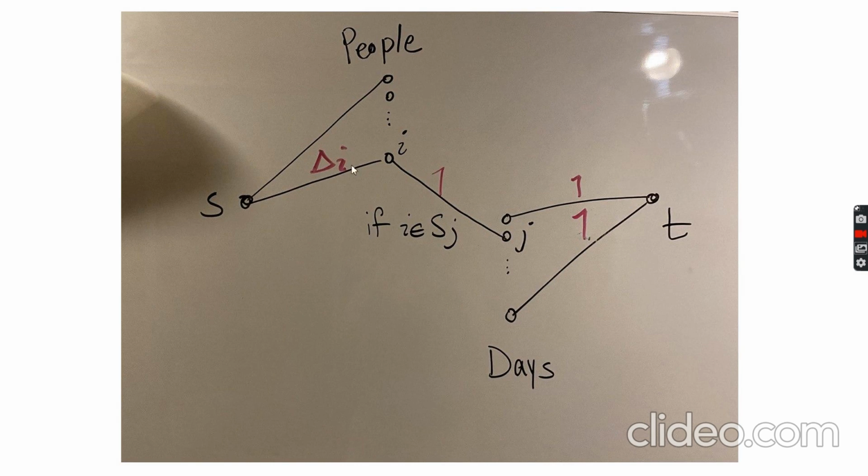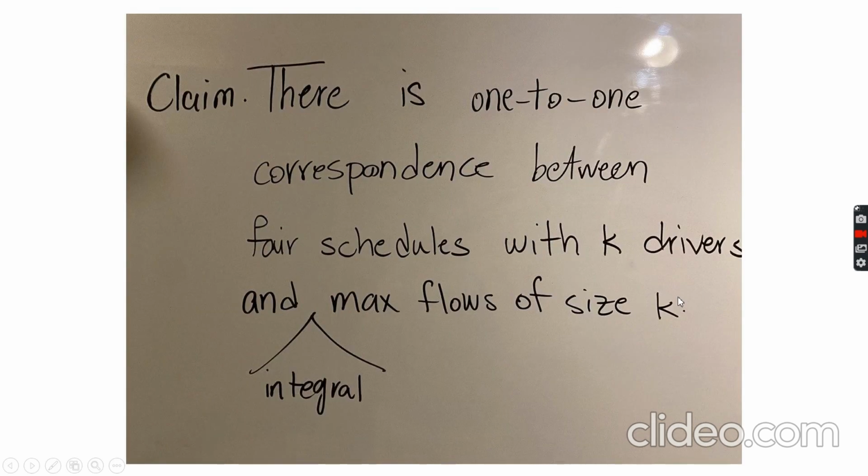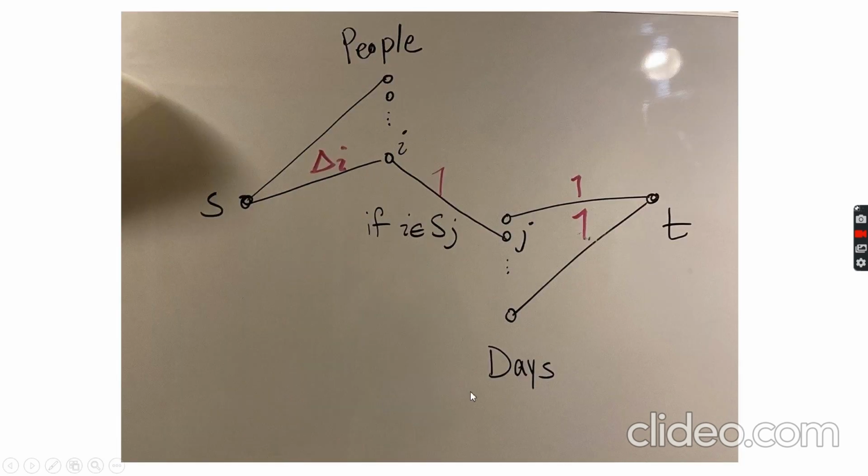Again, because we have this constraint delta I here and we found a feasible flow, that means that no driver is driving on more than delta I days. So not only is what we find a scheduling, it is also a fair scheduling. And so this concludes the proof of the claim here. In order to find the scheduling, we basically need to find a max flow in this graph, and we can interpret our scheduling from the max flow that we find.